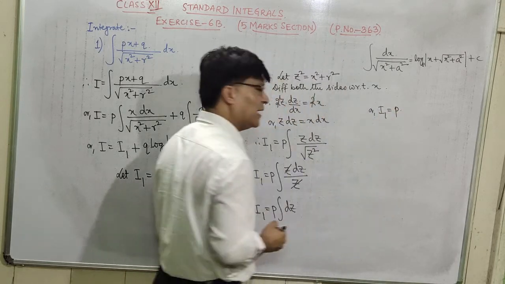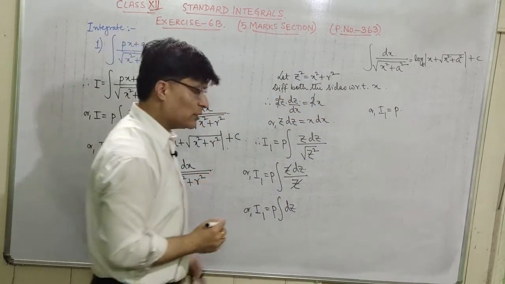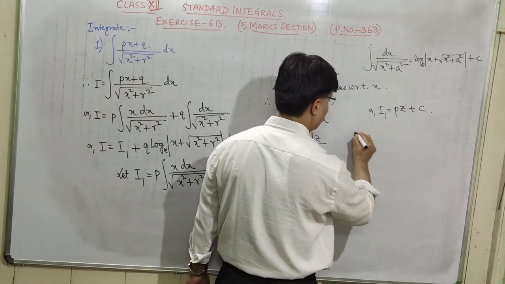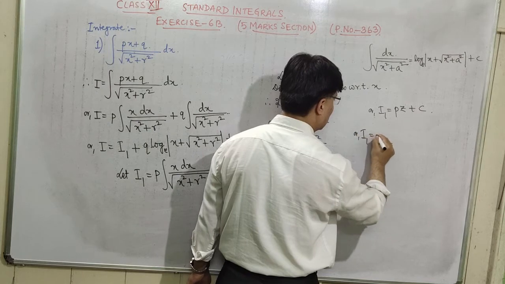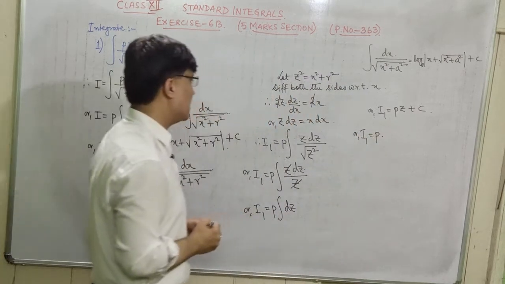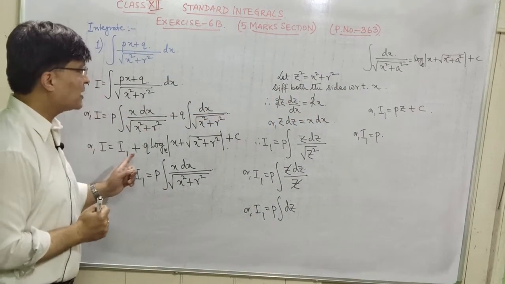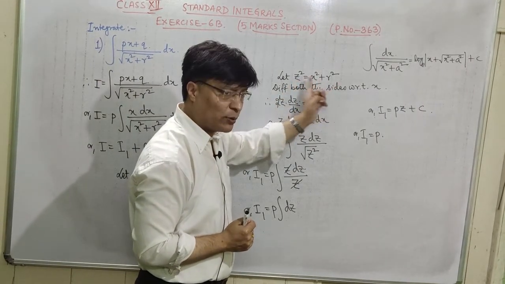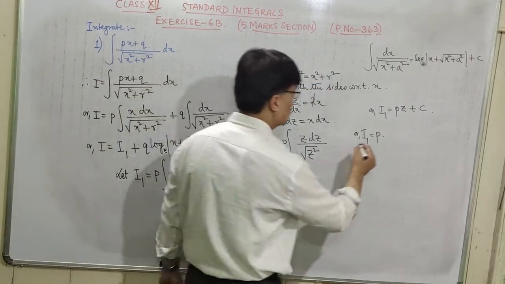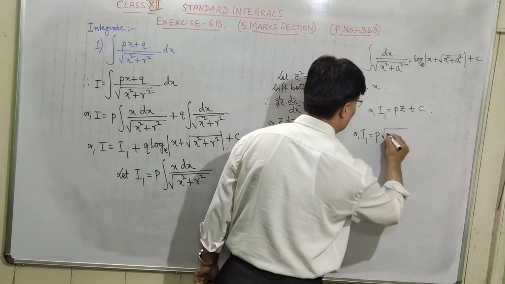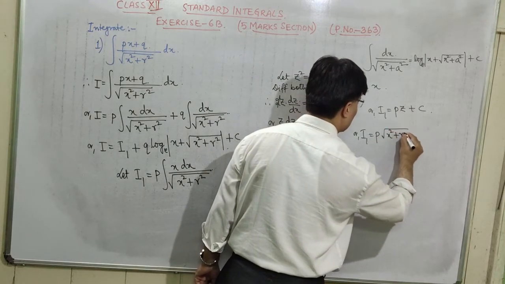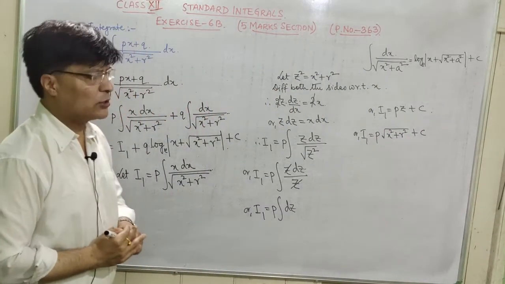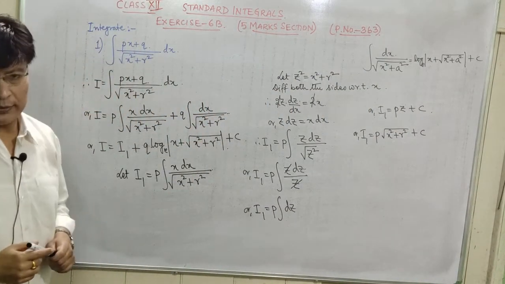So I1 is equal to p, you have to write down p as constant. What is integral sign dz? That is your z, then plus c. Or I1 is equal to p into, now you have to put the value for z. Since z square is equal to x square plus r square, the value for z is root over x square plus r square. Then plus c. So this is the value for I1.